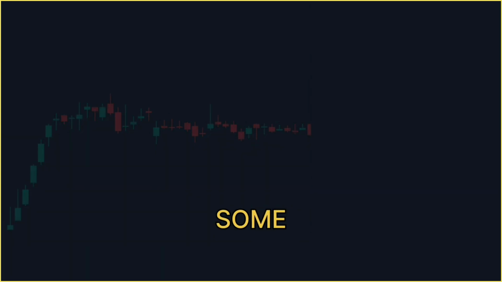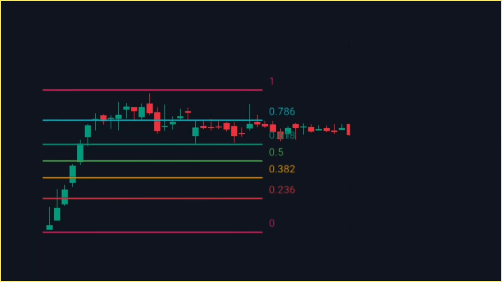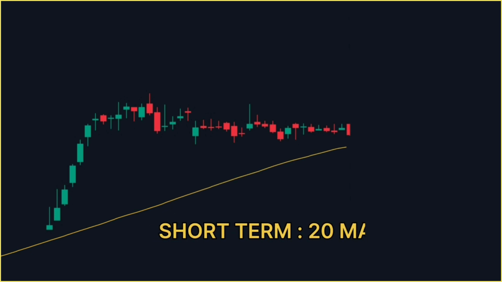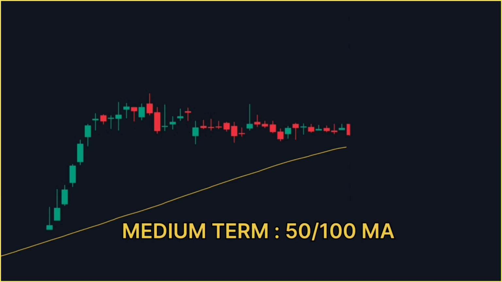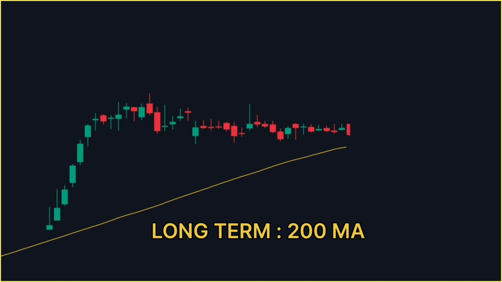In this pattern, there are some points you have to keep in mind. First, a strong uptrend has to be established. Second, the pullback should be above the 50% Fibonacci retracement. And the pullback should be above the moving average. For short-term trade, use the 20 moving average. For medium-term trade, use the 50 or 100 moving average. For long-term trade, use the 200 moving average.